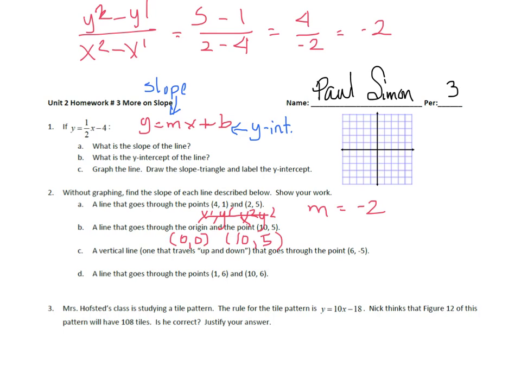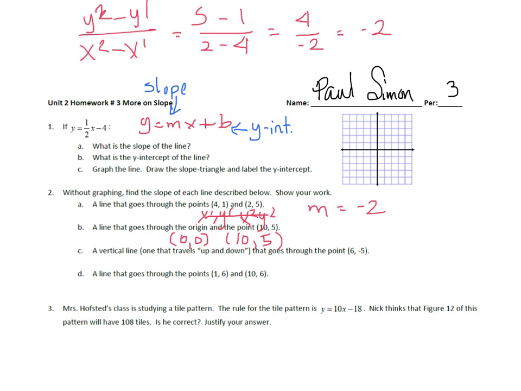Number 3. Mrs. Hofstede's class is studying a tile pattern, and the rule for the tile pattern is y equals 10x minus 18. Nick thinks that figure 12 of this pattern will have 108 tiles. Is he correct? Justify your answer.